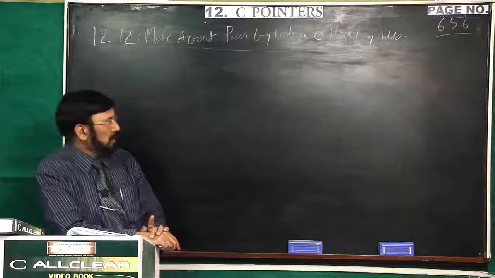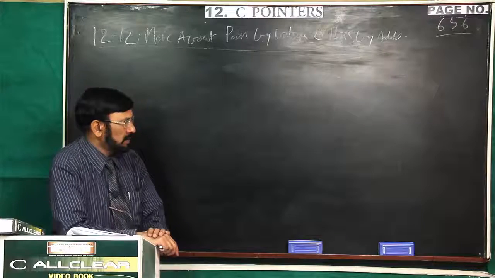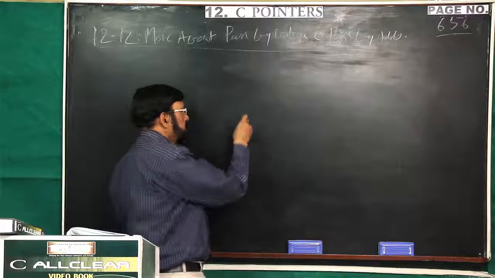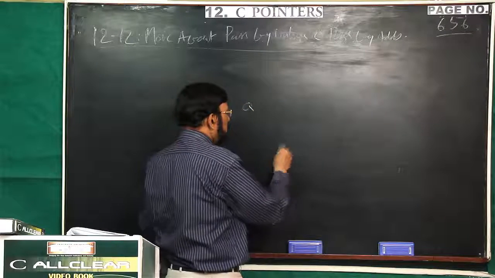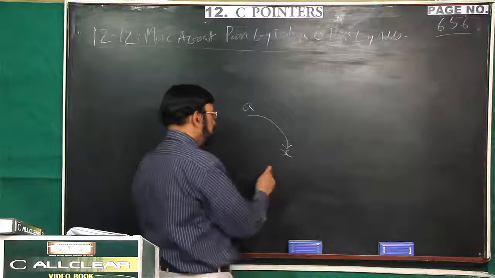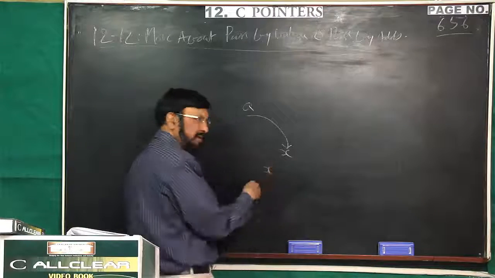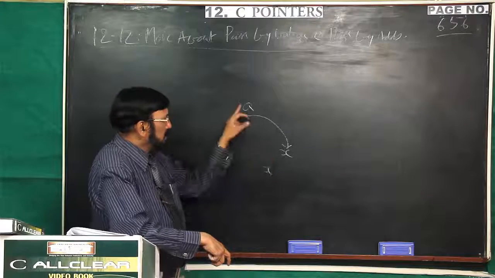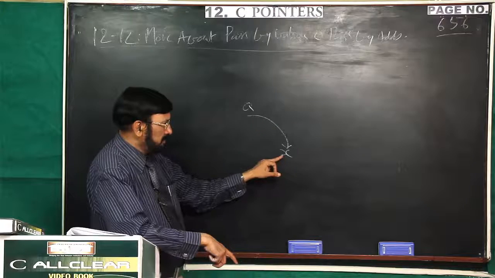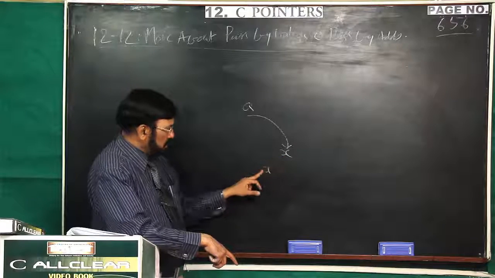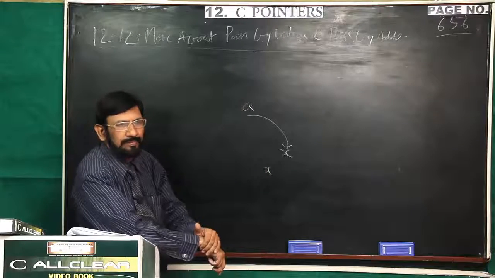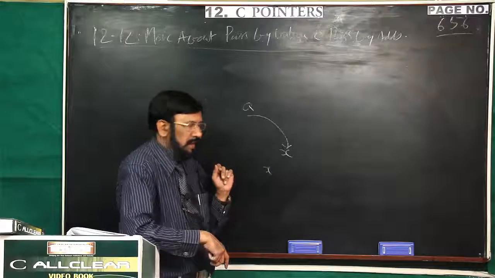Actually, when you pass by value to a function, suppose A's value we pass, its photocopy is made into X. Then if you increment or decrement X or do anything, it is not reflected in A. In the functions chapter I explained, A's copy is being made in X. If you make any changes on X, A will not be affected. That is the concept of pass by value.